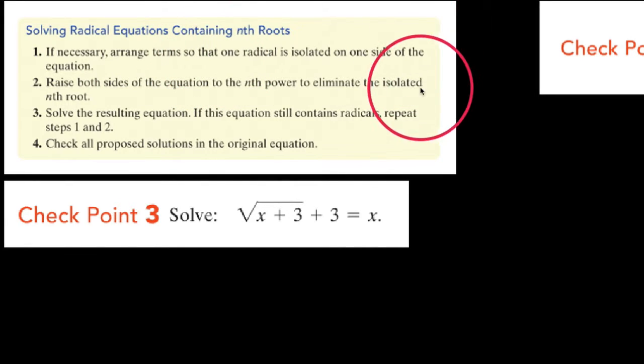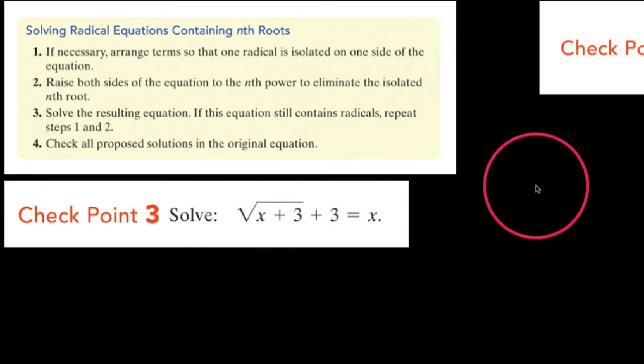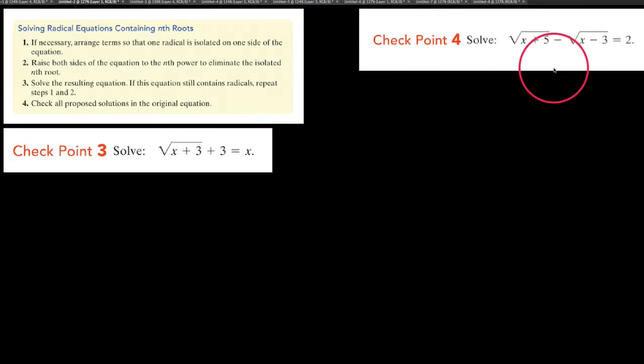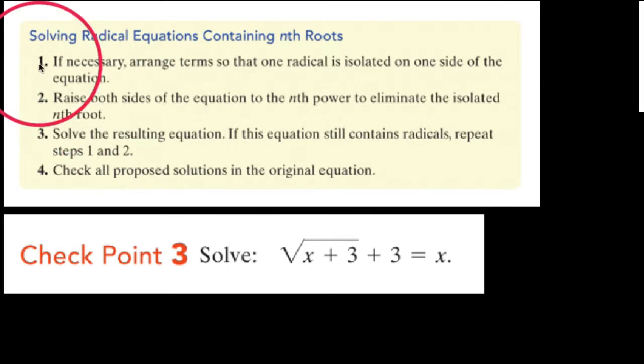Okay, so the first thing I want to do is take a look at the kind of equations we're looking at here. These are equations that have expressions in x inside of the radicand, which we need to get the x out of. So we're going to go through this four-step process that you see here, and really it's steps 1 and 2 that are the most important, but step 4 is also a very important step. We'll get to it, but let's read through this.